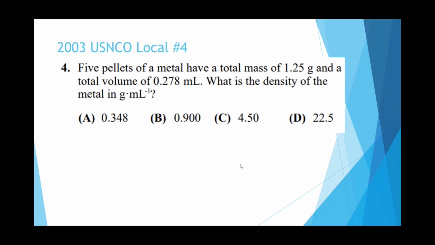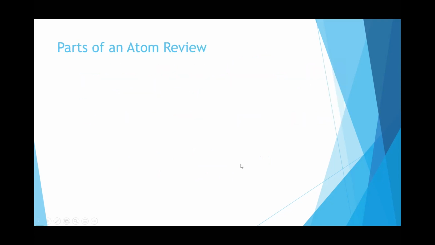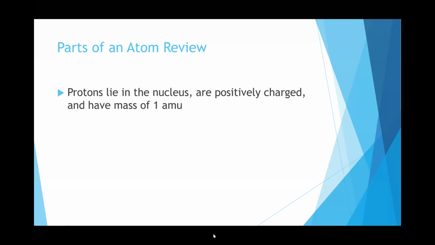So good job, everyone. Now we're going to go back to atomic theory review, and that is what our next review is going to be about. This is going to be all we're reviewing today, the atomic theory. So the subatomic particles. There's 3 particles, the protons, neutrons, and electrons. Protons lie in the nucleus. They're positively charged, and they have a mass of 1 AMU, or atomic mass unit. That's what they defined an AMU, the mass of a proton.